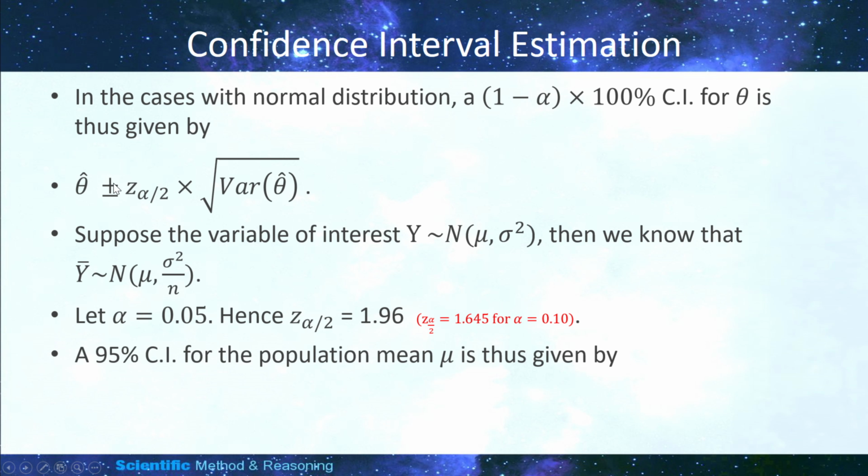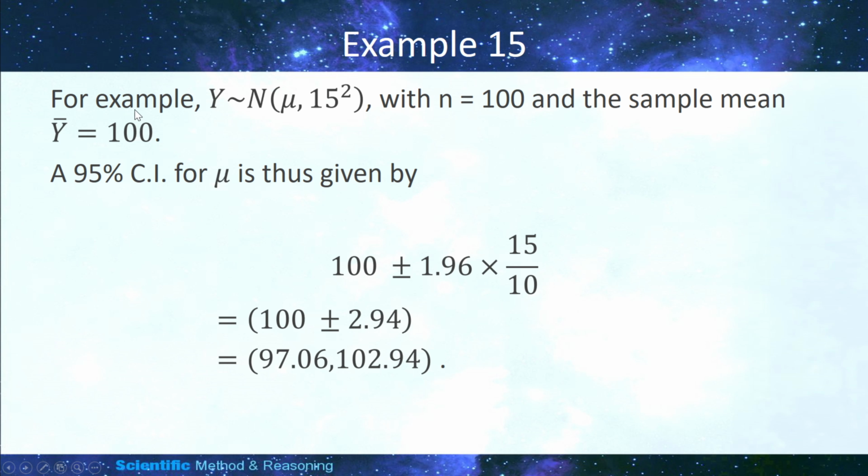Okay, y bar plus or minus 1.96 for 95%, multiplied by the square root of the variance of y bar. The variance of y bar is given by sigma squared over n. Taking the square root, that becomes sigma over root n. Okay, so this is the general formula for the population mean mu, and sigma would have to be known.